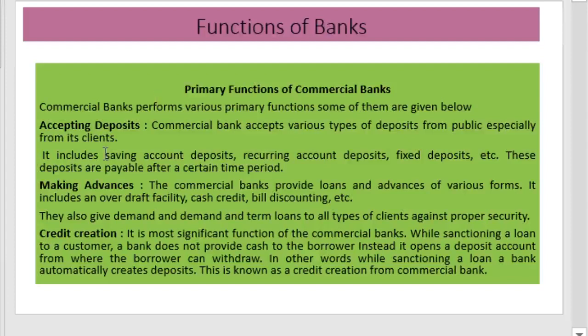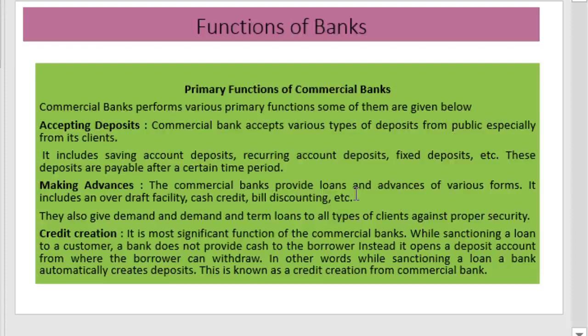The primary functions include, as we have already discussed, accepting deposits. Commercial banks accept various types of deposits from the public, especially from customers. It includes saving bank account, recurring account, fixed deposit account, current account, etc. And the second one is making advances, loans and advances. Commercial banks provide loans and advances in various forms, and it includes overdraft facility, cash credit, bill discounting, etc.